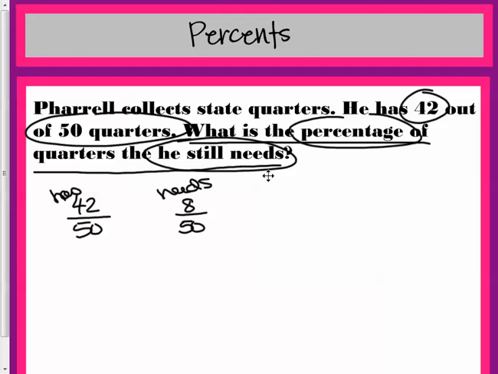So what percentage is it that he needs? We set that equal to 100, which is like multiplying by 2. So he needs 16%. Take a look at that one again if you need to. Remember, he has 42, and the question's asking what does he need. So that's where we got the 8. So make sure you understand that.